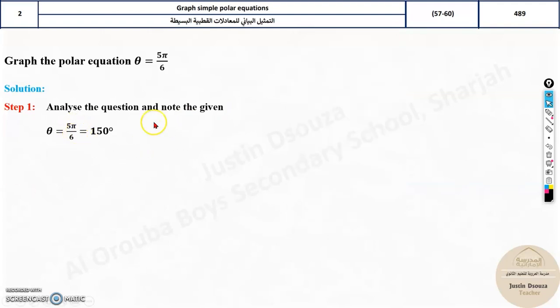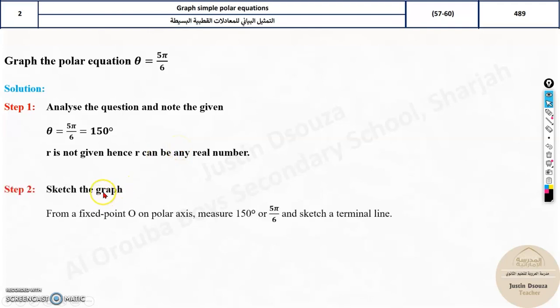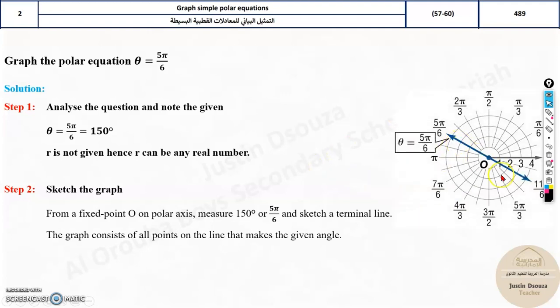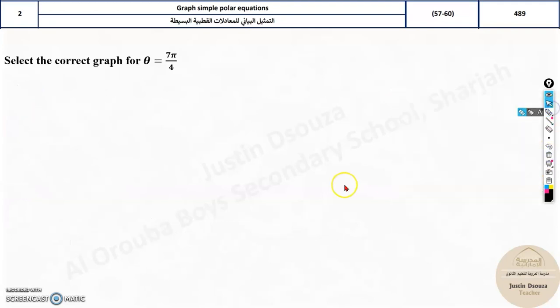All you need to know is over here r is not given. So r can be any real number. It can be positive or negative. So what we do is sketch the graph. You need to draw a 150-degree line, which is 5 pi by 6, and then draw a straight line. This is the line. It's either positive or negative. That's it. So this is how we solve it.